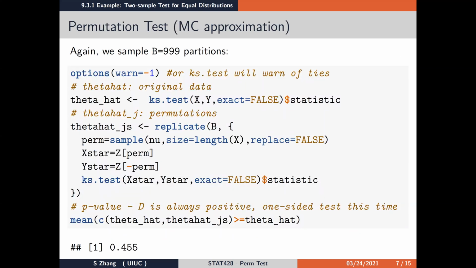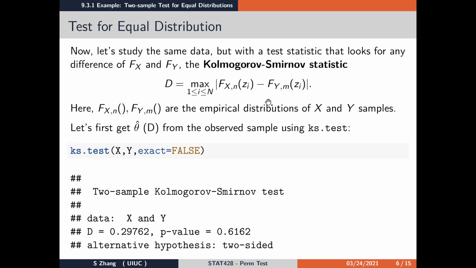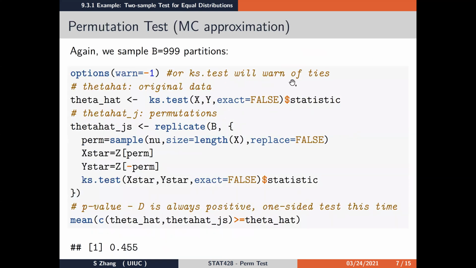Again, we will sample a total of large B equals 999 partitions. What we want to do here is to suppress the warnings that are produced by the KS test. When there are ties in looking for the maximum difference, the KS test will return a warning message, and we don't want to print all of that when we do a total of 999 replications. So let's first set warn equals -1.